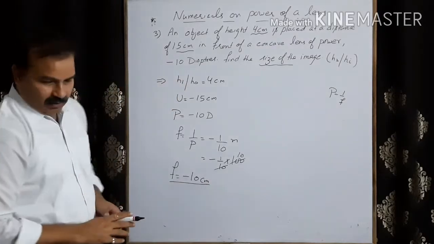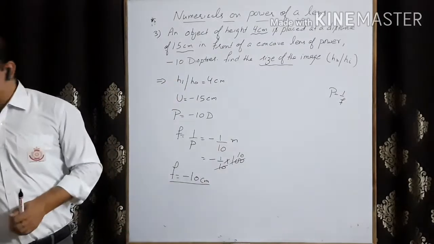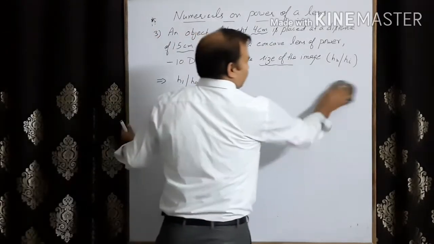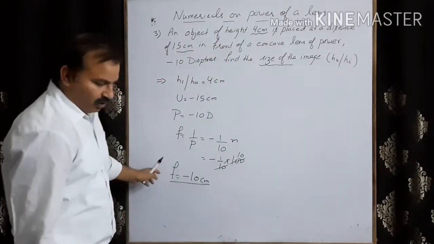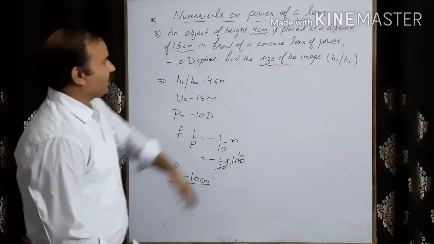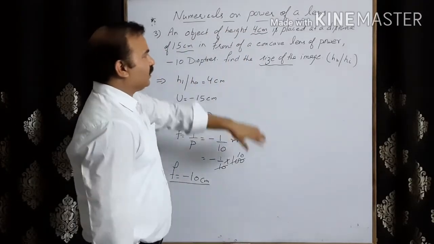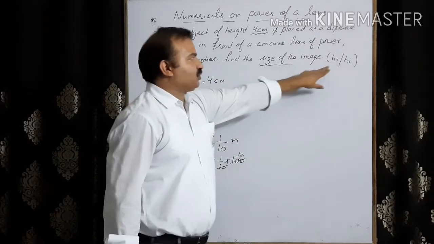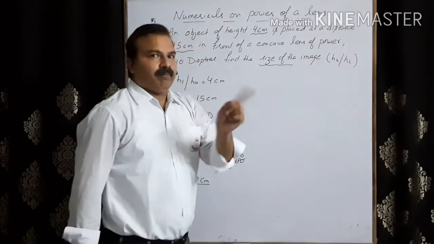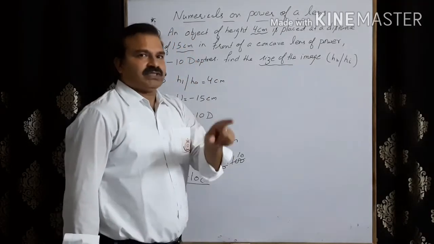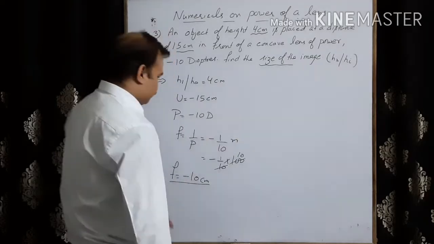centimeter. Now, once we got the focal length as minus 10, we got f, we have u. Now we can find the v. See, size of the image means h2, and this we can get from the magnification. Fine. So first we have to find the value of m.